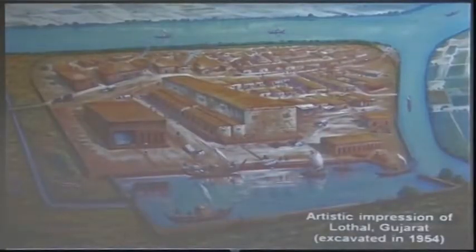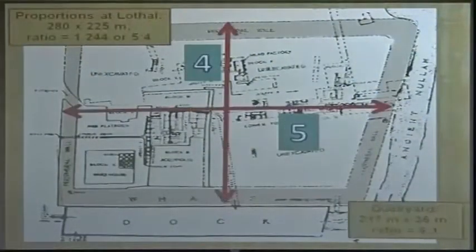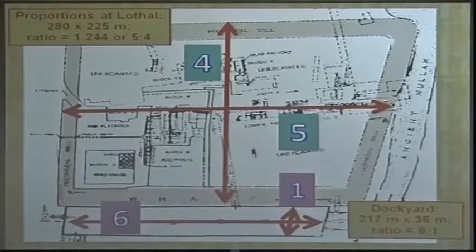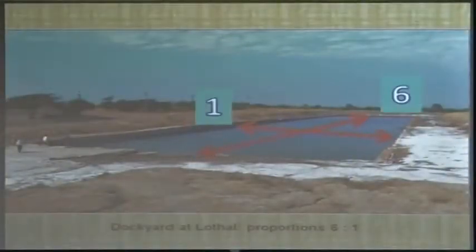This is Lothal near Ahmedabad. It's of course an artistic recreation of the site, which certainly must have looked very different, but it's an approximation. And here, when you look at the plan and you take the middle point here, you find 5 to 4 again. Of course, this side is slanted, so you have to take the center for this. And this is the famous dockyard, which you can see here again, and the proportions are exactly 6 to 1.